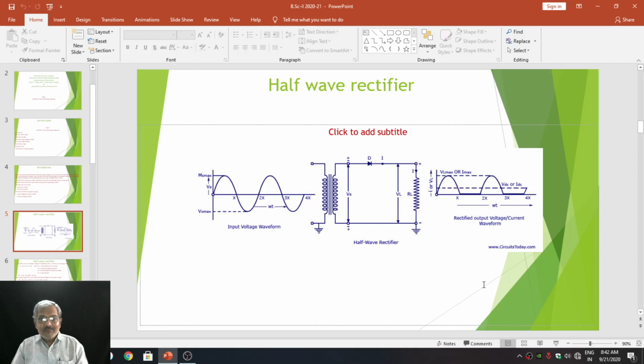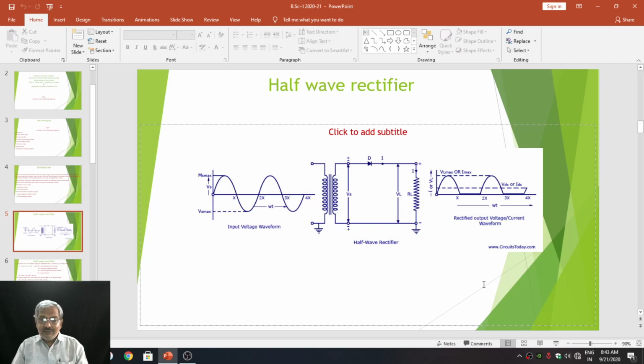In the last period, we introduced the topic and then we studied the rectifiers. We classified the rectifiers into basically two types. One is a half wave rectifier, second one is a full wave rectifier. We also studied that the full wave rectifiers are classified again into two types. One is a center tapped full wave rectifier and second one is the bridge type of full wave rectifier.